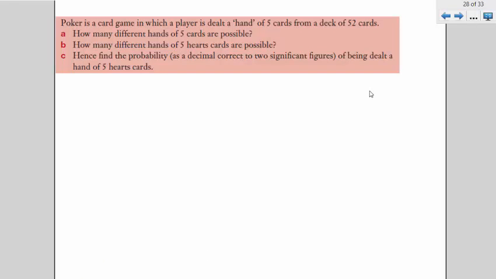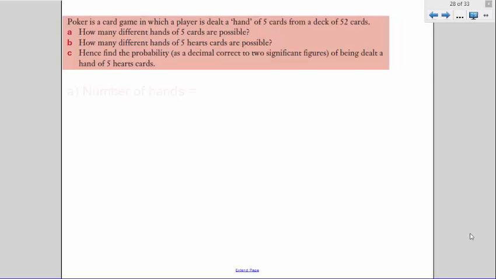Let's look at a quick example. Poker is a card game in which a player is dealt a hand of 5 cards from a deck of 52 cards. How many different hands of 5 cards are possible? How many different hands of 5 hearts are possible? Hence, find the probability as a decimal to two significant figures of being dealt a hand of 5 hearts. Part A. How many different hands of 5 cards are possible?